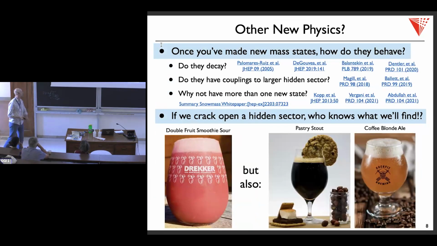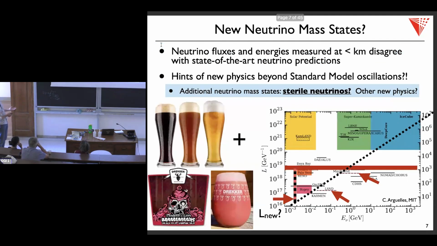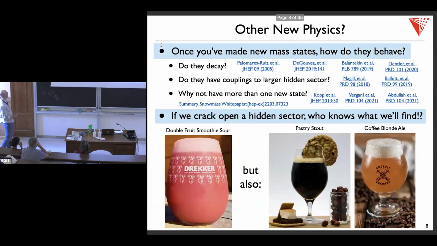There could be other explanations. And if there are sterile neutrinos, how do they behave? Do they decay? Do they have couplings to other hidden sector particles? Why not have more than one? So my message here is, if you crack open a hidden sector, who knows what you'll find? Maybe you won't just find a smoothie sour flavor. Maybe you'll find a blonde ale or something crazy like that.